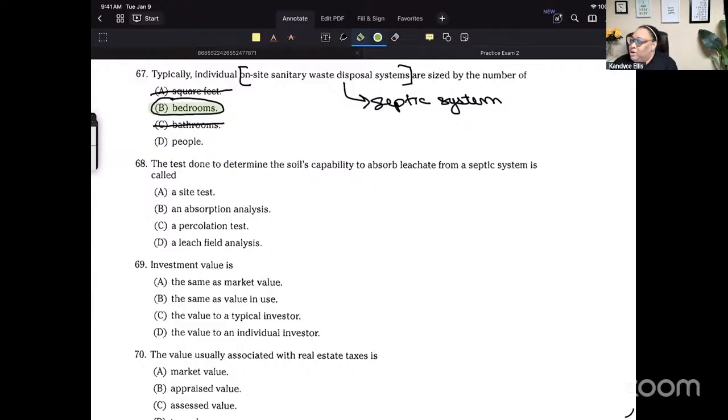But I guess if you think about it, it is pretty safe to assume a bedroom's going to have 2 people. And especially back in the day, remember, it was not uncommon in the 50s, 60s, 70s, 80s even to have 3 bedrooms and 1 bath. But that's a lot of people possibly.